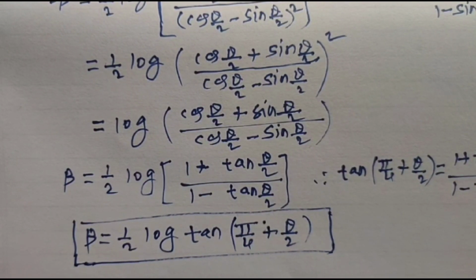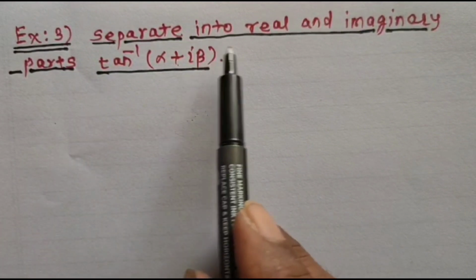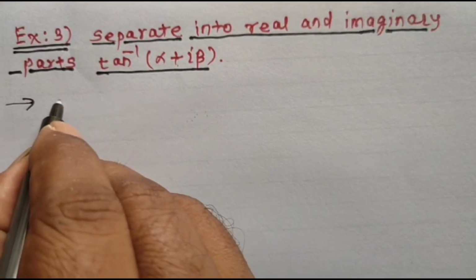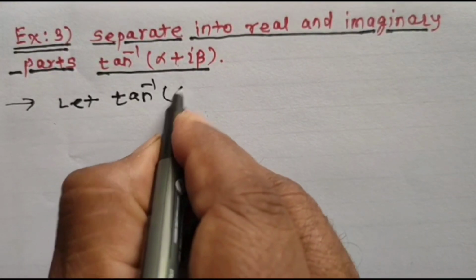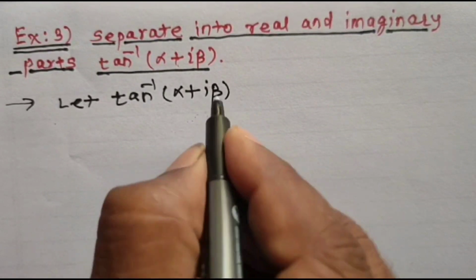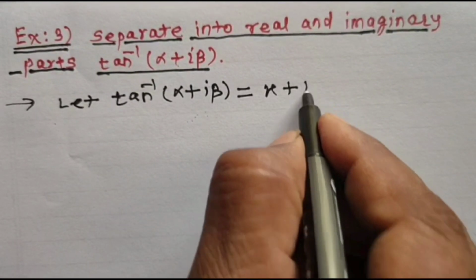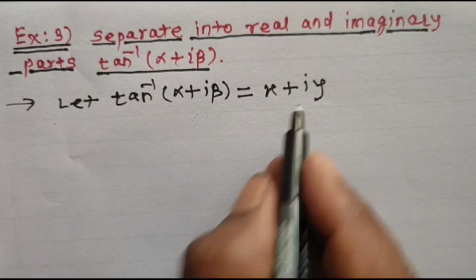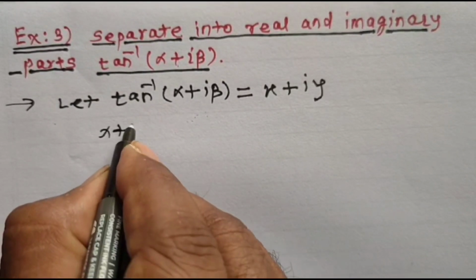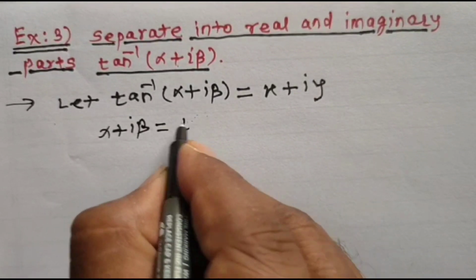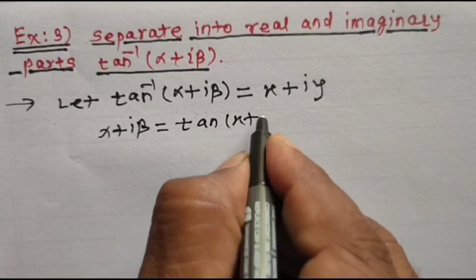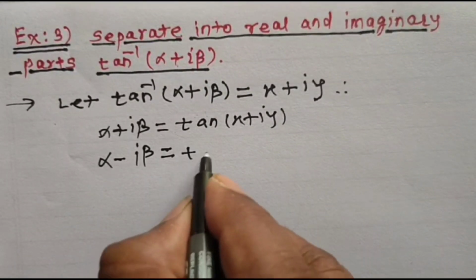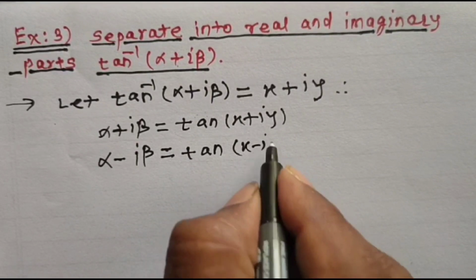Let us solve the next sum. Sum number 3. Separate into real and imaginary parts tan inverse of alpha plus I beta. Let us assume tan inverse of alpha plus I beta is equal to, suppose, x plus iy. Here we have to find out x and y. Okay. Now taking this tan inverse on this side, alpha plus I beta is equal to tan of x plus iy, and alpha minus I beta is equal to tan of x minus iy.